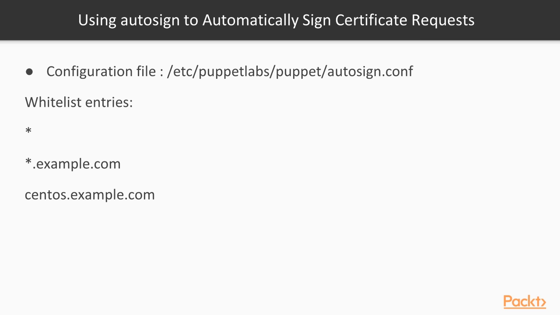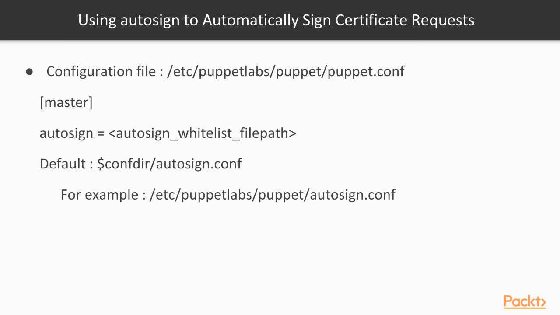To implement this, all we need to do is create a file called autosign.conf in the Puppet config directory, that is /etc/puppetlabs/puppet, and create whitelist entries in it in the form of DNS names with wildcards, or accept any hostname with a wildcard entry, an asterisk. By default, Puppet searches for the autosign.conf file in the default config directory, that is /etc/puppetlabs/puppet.